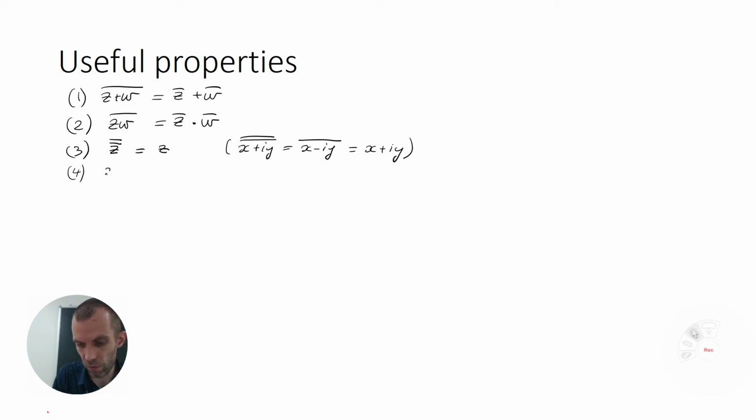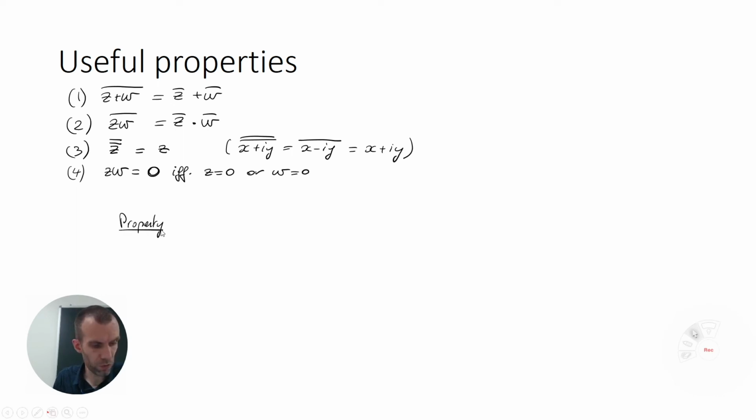And then a slightly academic but useful property: if you multiply two complex numbers together and you get 0, that means that either z was equal to 0 or w was equal to 0. So it's the same property as for real numbers, but just for complex numbers. And then a useful meta property.